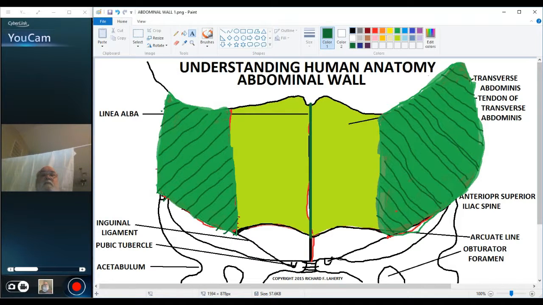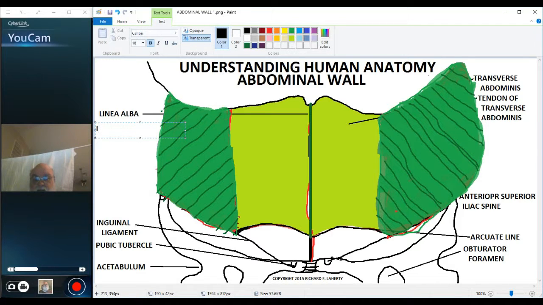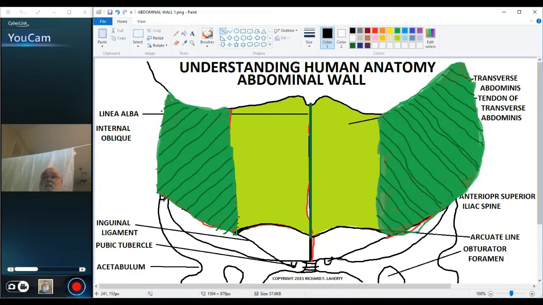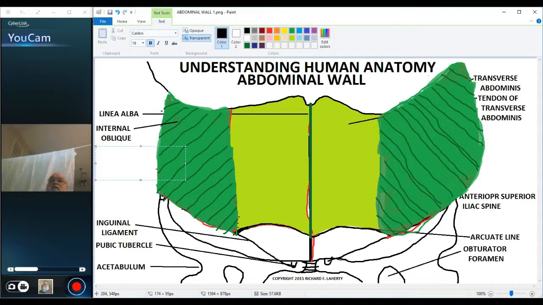Okay, and now we'll add some labels. And I want to label the tendon, and what you need to know is that the tendon of the internal oblique divides into two.